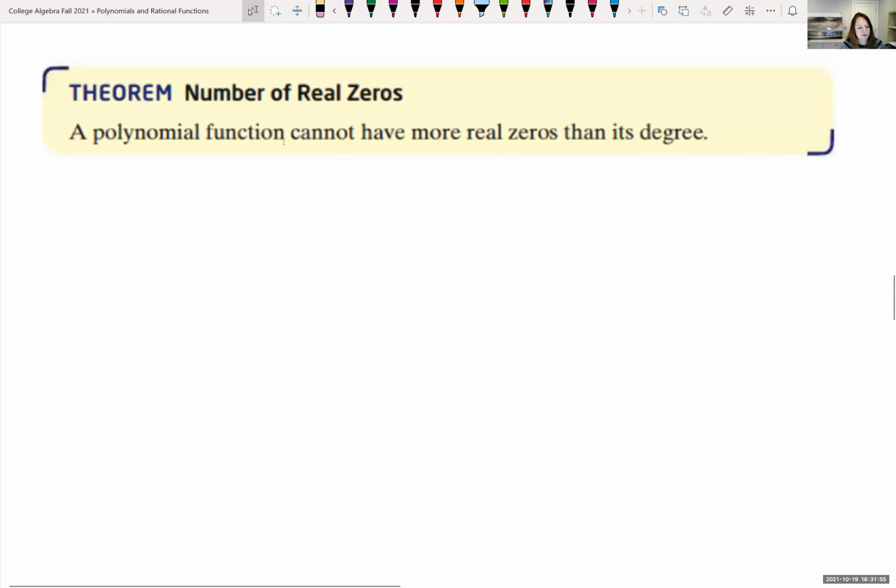So here's another theorem about the number of real zeros. A polynomial function cannot have more real zeros than its degree. And when we're counting our zeros, we count our multiplicity. So if you had x minus 2 quantity squared, then 2, which sets x minus 2 equal to 0, would have a multiplicity of 2, so x equals 2 and x equals 2 are zeros. We would count both of those.